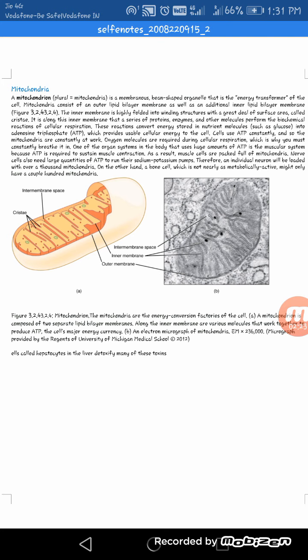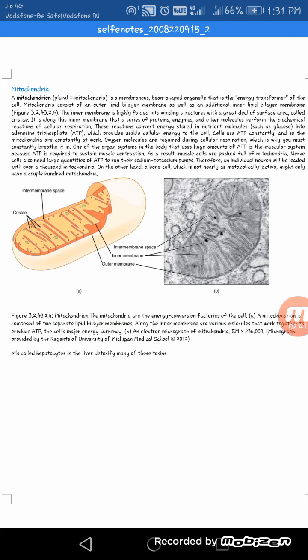Oxygen molecules are required during cellular respiration, which is why you must constantly breathe in. So for cellular respiration we need what? Oxygen. So that is why we are breathing, we are covering our oxygen need.